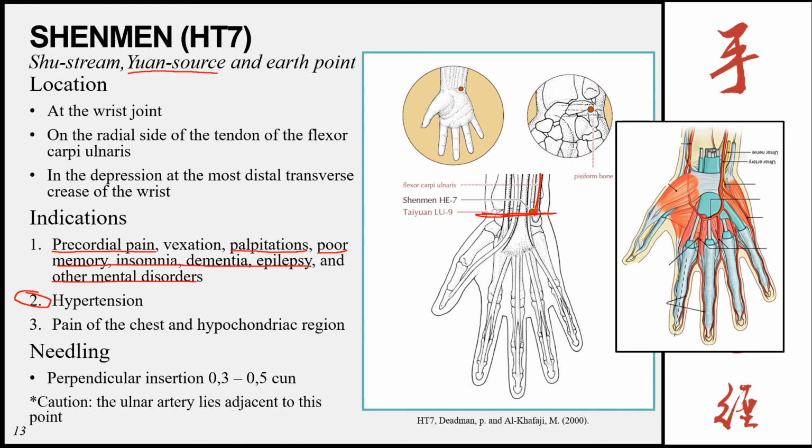Our insertion for this point is perpendicular, 0.3 to 0.5 tsun. And once again, we have a caution here as the ulnar artery lies adjacent to this point, and we must be cautious, therefore, not to insert our needle into the ulnar artery. And then one note here is that the palpitations referred to here are the same as those of the luo-connecting point, Heart 5. They are those palpitations that are accompanied with an intense fear, and this is due to a deficient cause.